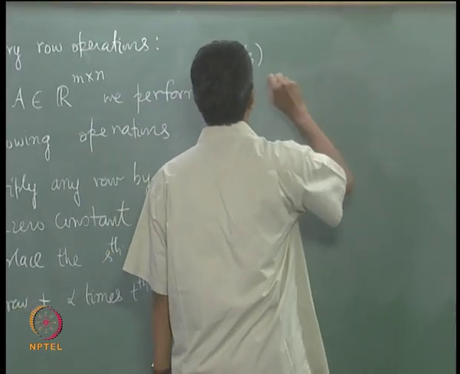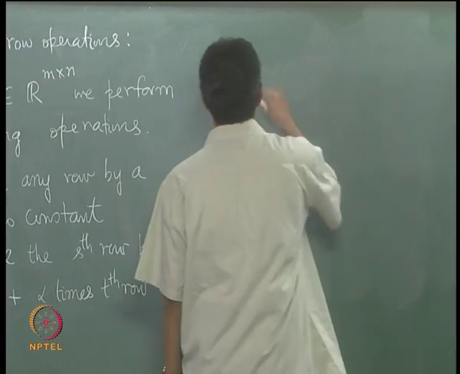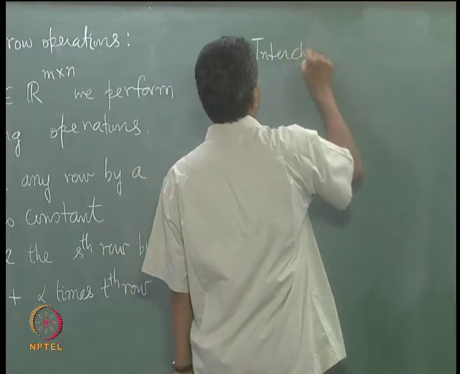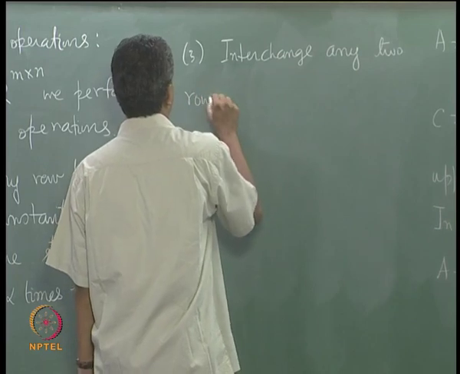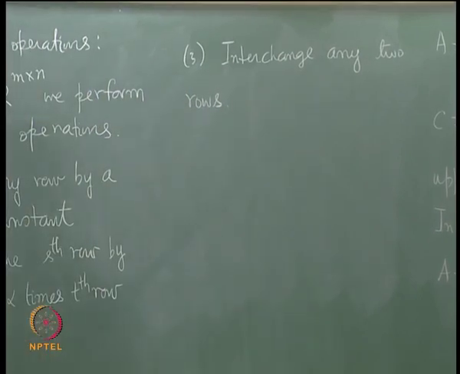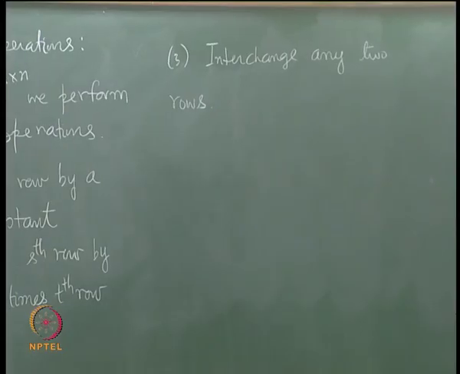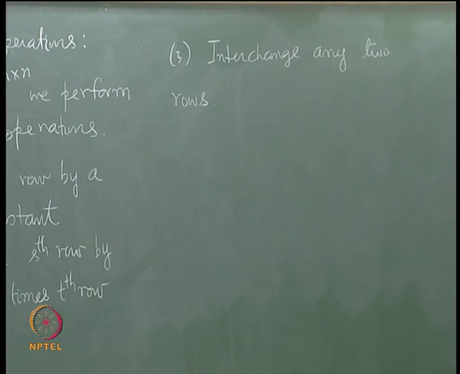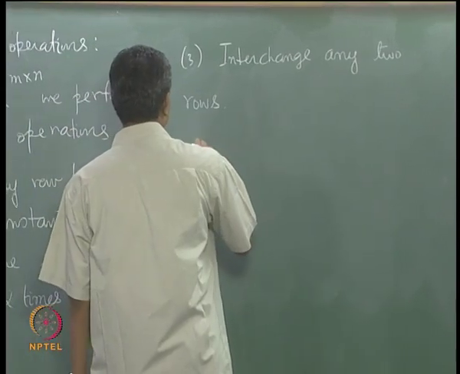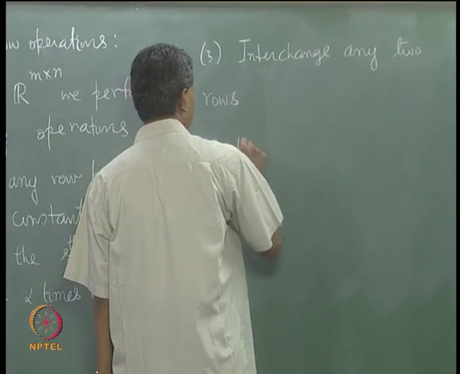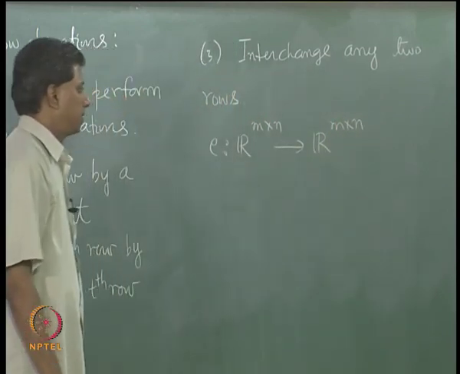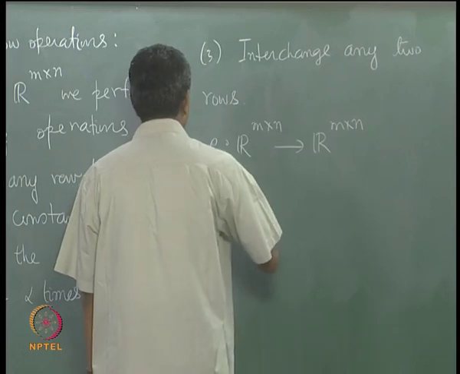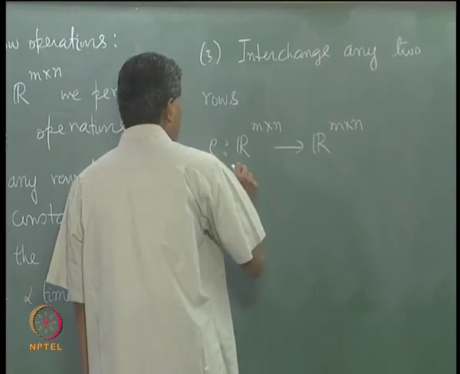Third operation is: interchange any two rows. These are the three elementary row operations. Let us formalize this. Let us introduce a function and then write down these operations in terms of this function. Let me call E a function from R m cross n to R m cross n.